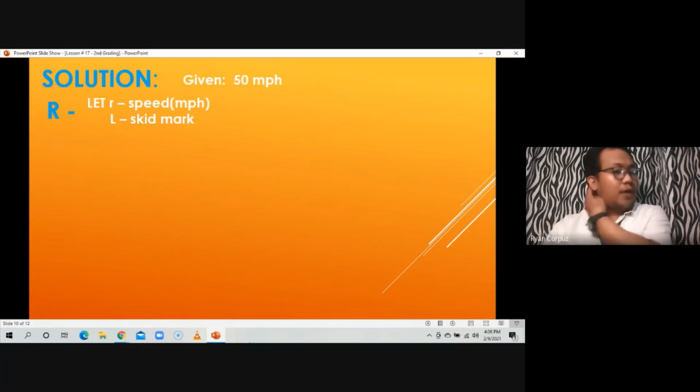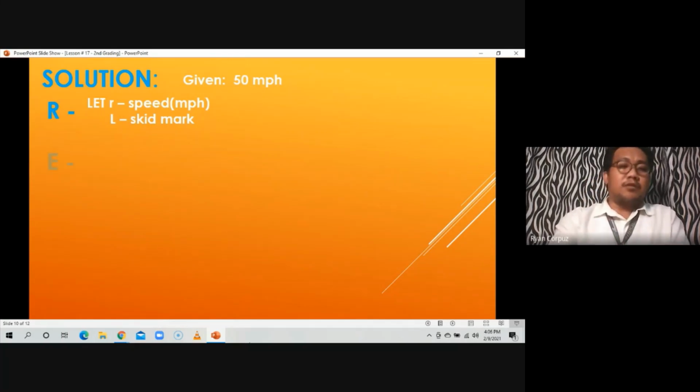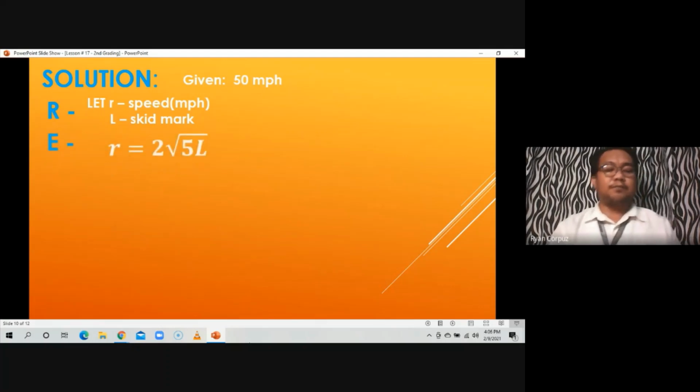Yung skid mark. How far is the skid mark? So, ayun yung hinahanap natin in the problem. So, the equation there is already given. So, the equation is R is equal to 2 square root of 5L.